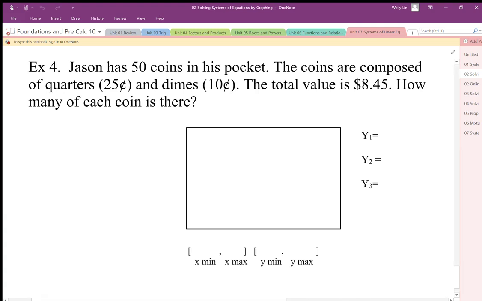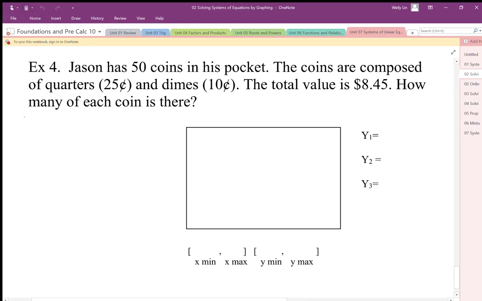Jason has 50 coins in his pocket, and the coins are composed of quarters and dimes. And the total value is $8.45. So how many of each coin are there? Okay, so we're going to look at the last sentence to determine our variable. So how many of each coin are there?